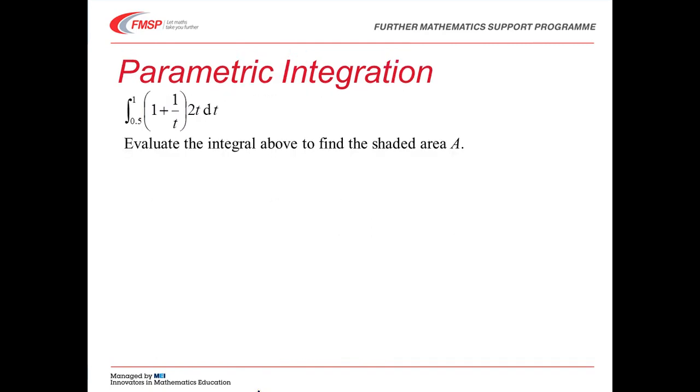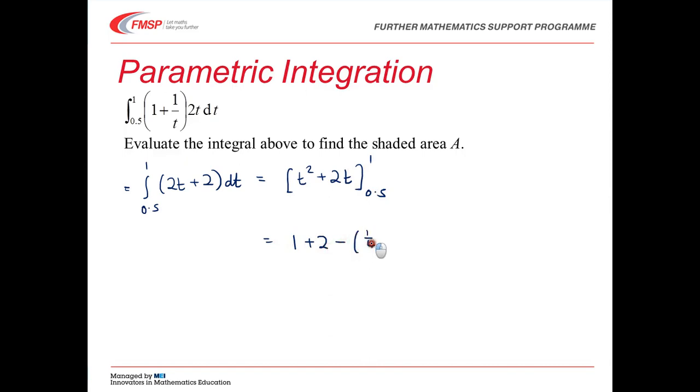Okay, let's try doing that integral. That's the integral from 0.5 to 1 of 2t plus 2, which is just t squared plus 2t from 0.5 to 1. That's 1 plus 2 minus a quarter plus 1, which comes out to be 1 3/4. As they were using decimals, perhaps the context of the question would suggest that we ought to give that as 1.75.